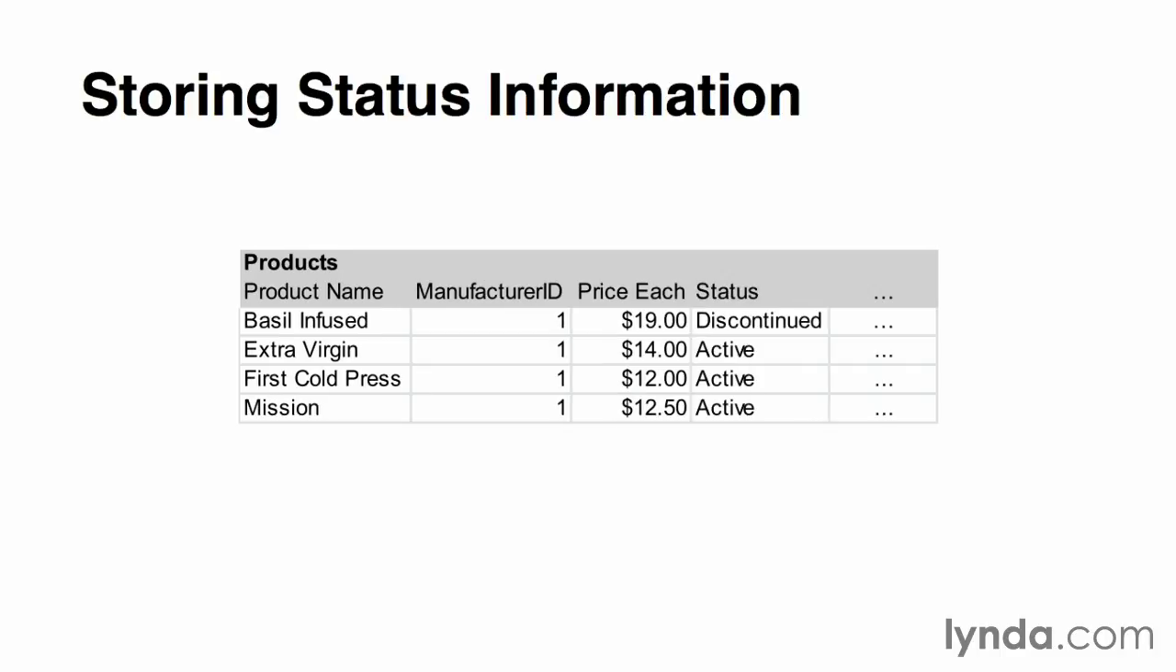One way is to add an additional field called status and keep track of whether a product is active or discontinued. Now we have an additional data item, status, to add to our field list, as well as a new business rule that states that a product with a status of discontinued cannot be ordered.